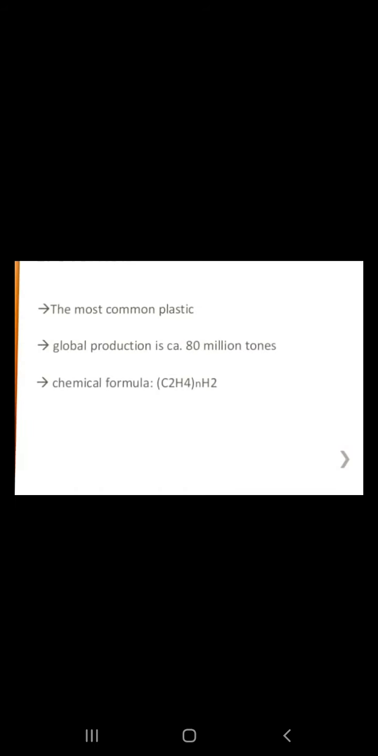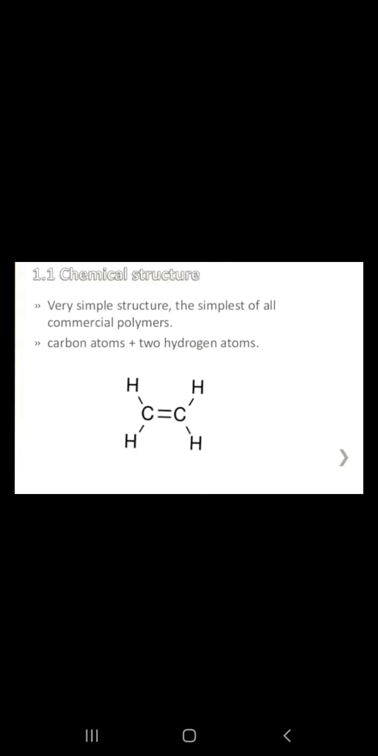Next, the most common plastic, the global production is 80 million tons and the chemical formula is (C2H4)n. Chemical structure: very simple structure, the simplest of all commercial polymers. In the structure, carbon plus two hydrogen atoms. In the structure given below, carbon double bond carbon with attached hydrogen atoms.